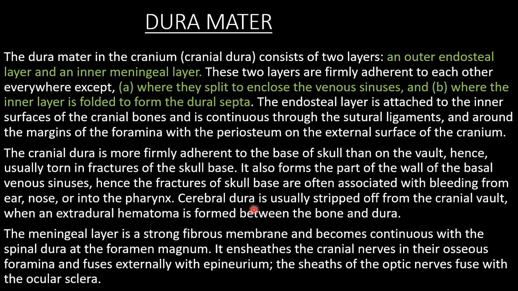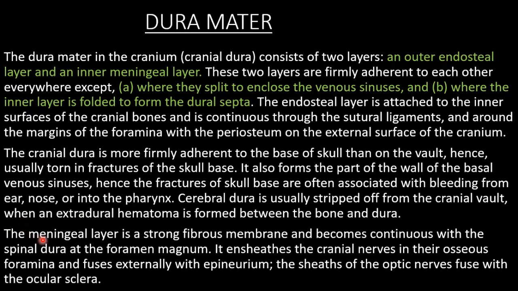Now, cerebral dura is stripped off from the cranial vault when an extradural hematoma is formed between the bone and the dura. Now, there are blood vessels which lie between the bone and the outer endosteal layer. Okay, if those blood vessels are injured and they bleed, causing an extradural hematoma, the outer endosteal layer will be stripped off from the cranial vault.